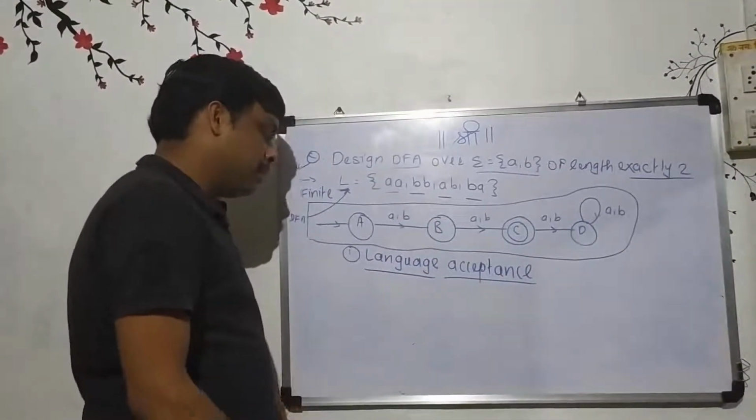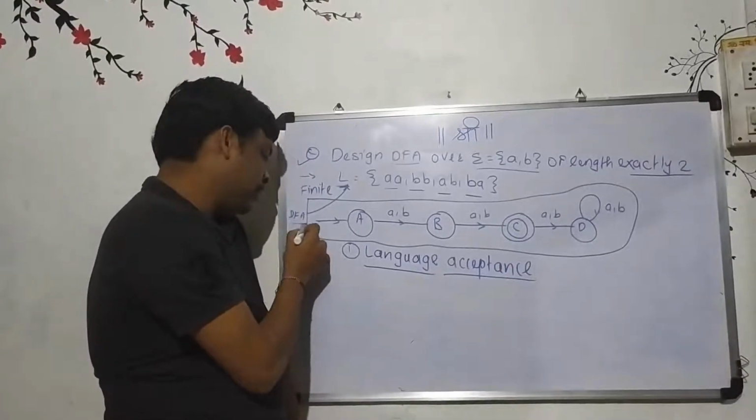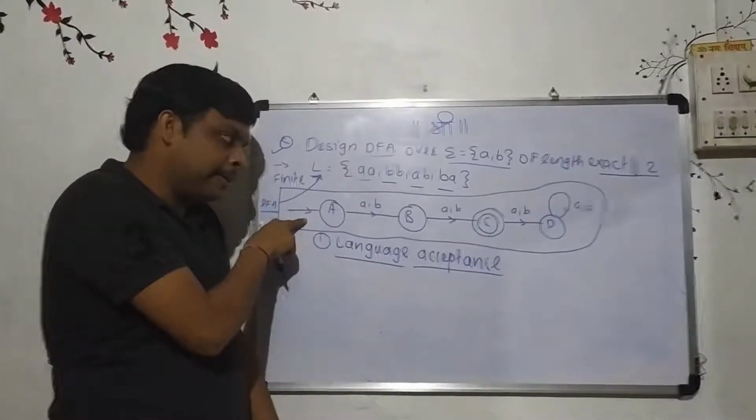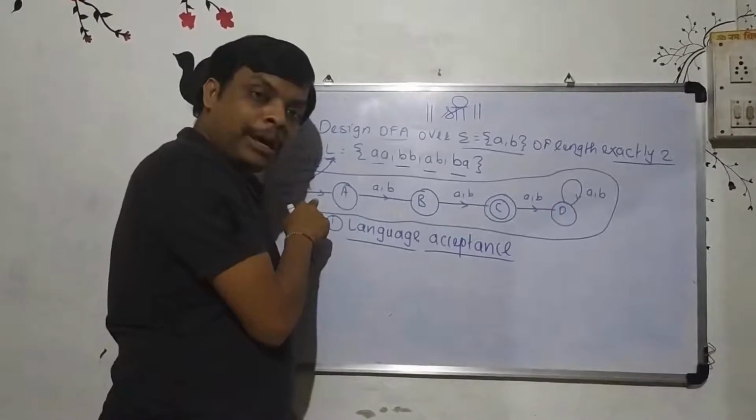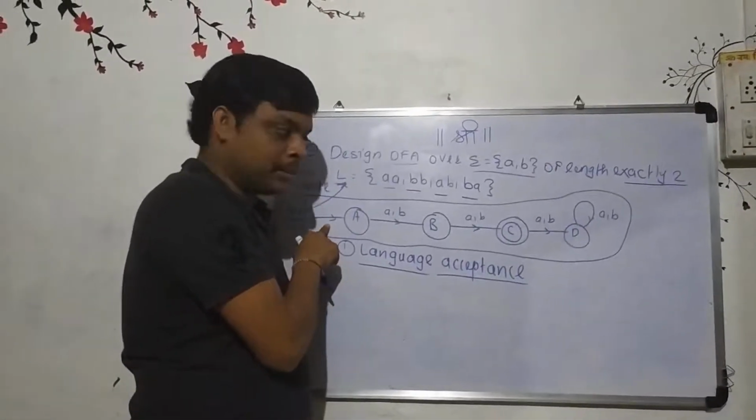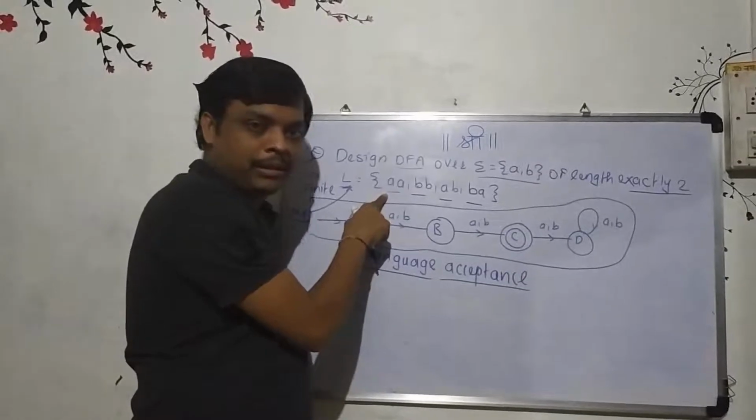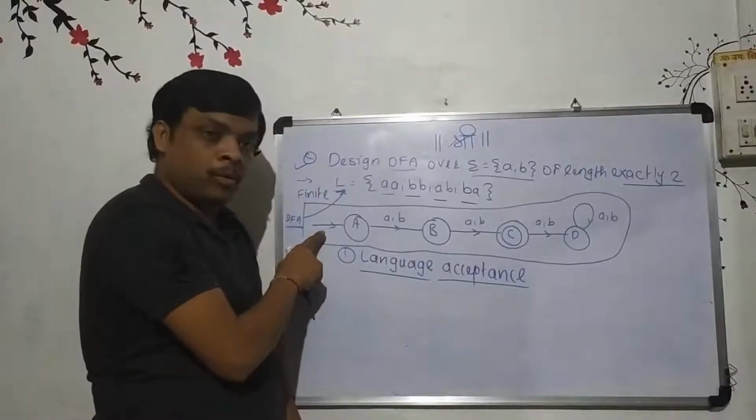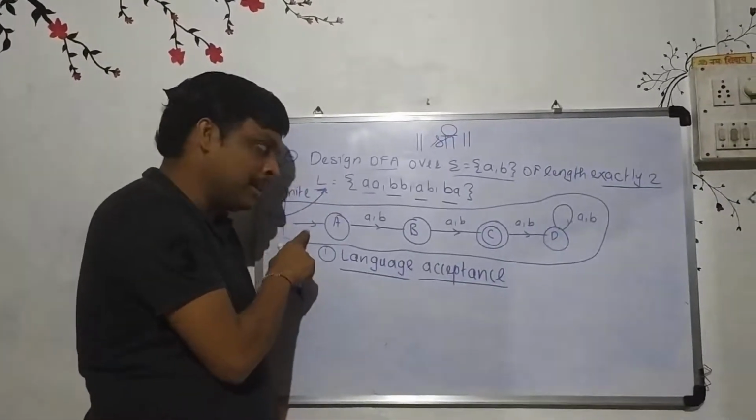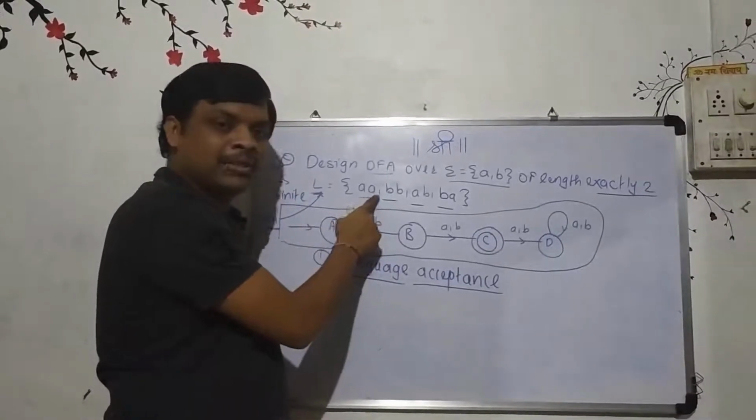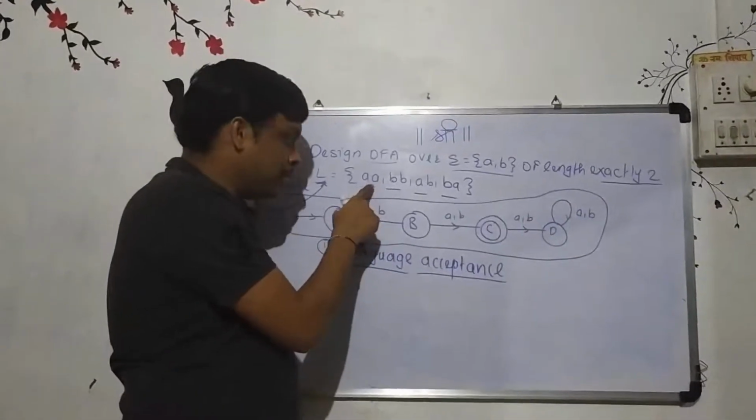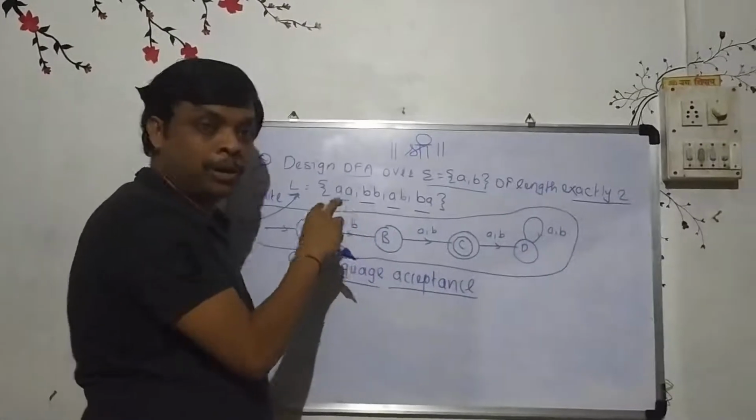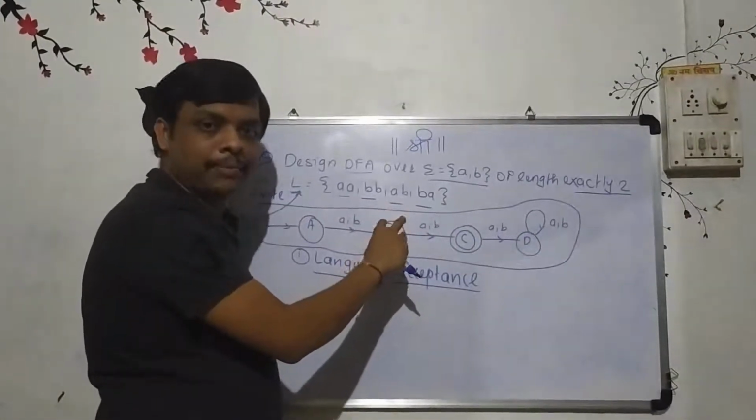Now, whenever you are designing a DFA, you have to take care of one point. Your DFA has to accept all the strings which are present in the language. You have to design your DFA in such a way that it accepts all the strings present in this language. How many strings are there? AA, AB, BA, BB, 4 strings. So it has to accept all 4 strings.